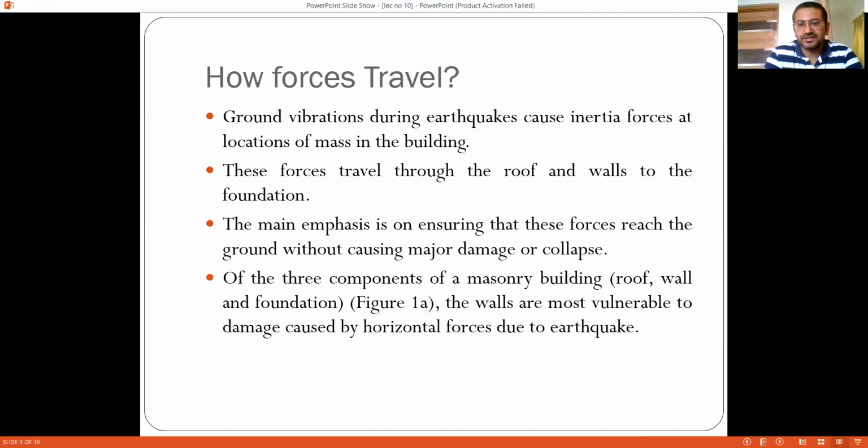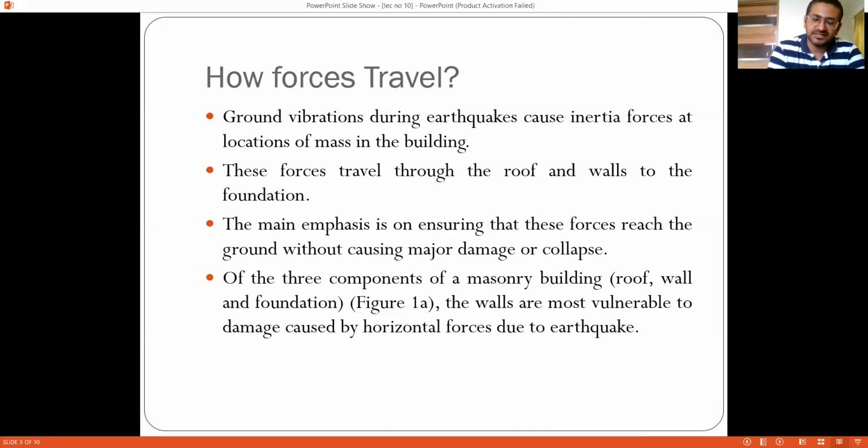Of the three components of a masonry building, that is roof, wall, and the foundation, the walls are the most vulnerable to damage caused by the horizontal forces of the earthquake, right? Because these are the three elements through which the force is going to travel. So we have to make sure that all these three elements act in a proper manner so that the transfer of forces can be done easily.